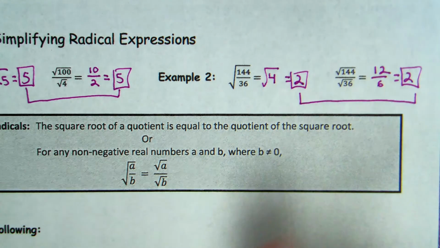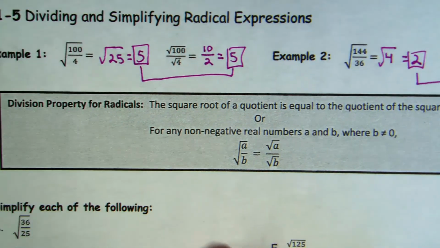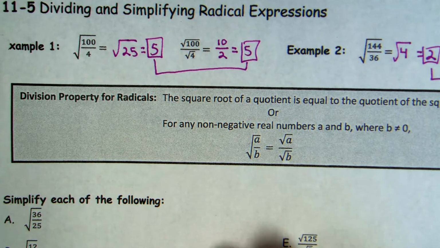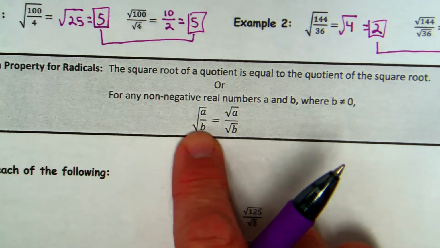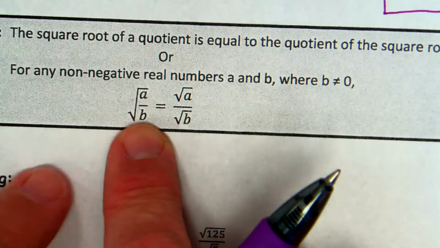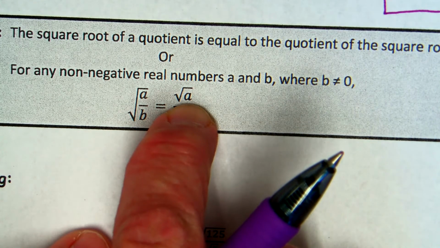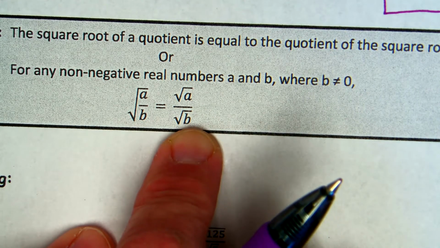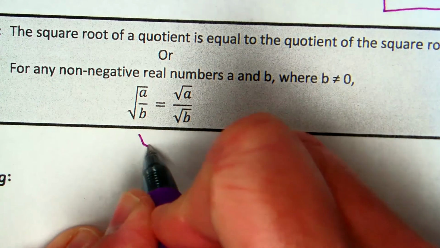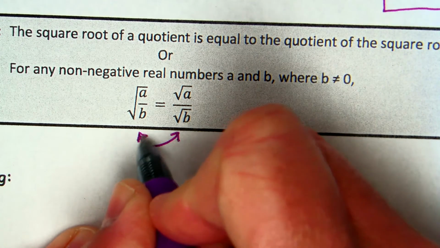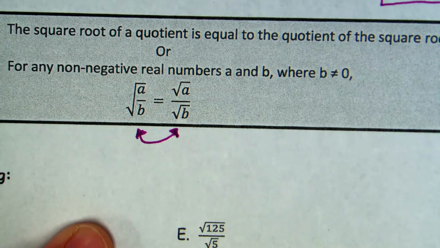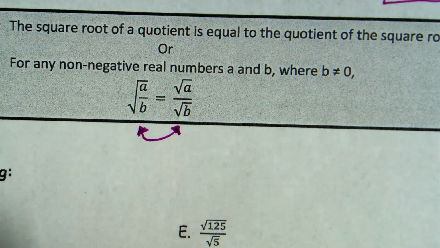That's because of a mathematical principle known as the division property for radicals, which essentially says if I square root a fraction, I'm going to get the same result as if I were to square root the numerator and the denominator. For us in math, it's very helpful for us to be able to switch back and forth between those two forms, because certain problems are going to be easier to solve in one form and others are going to be easier to solve in another form.